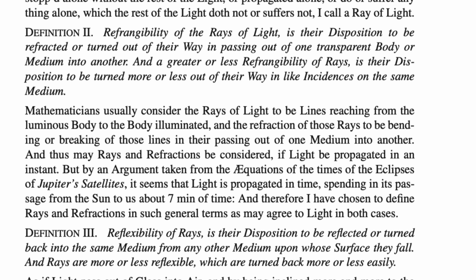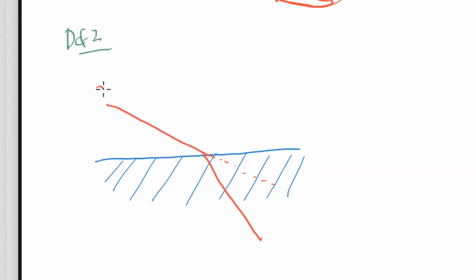Okay, so he says mathematicians usually consider the rays of light to be lines reaching from the luminous body, that means the glowing body, to the body illuminated, and the refraction of those rays to be bending or breaking of those lines in their passing out of one medium into another. So up here, if you had some object that was a source of light, this would be the source of light. It might be a light bulb or the sun or whatever, and then it's traveling like this in a straight line, and then it gets bent like this in going from one medium to another medium.